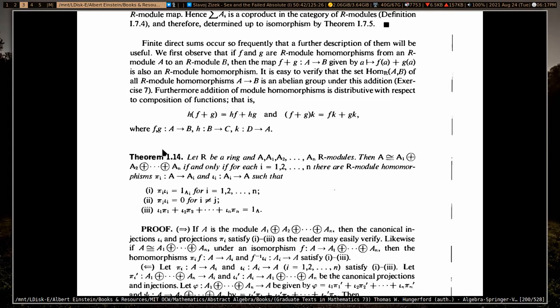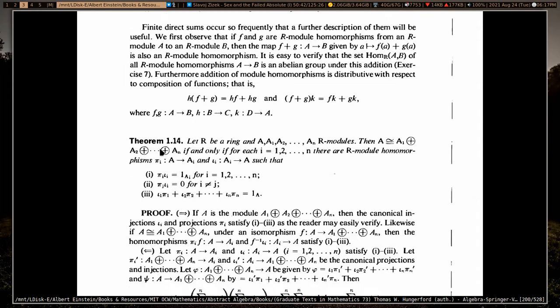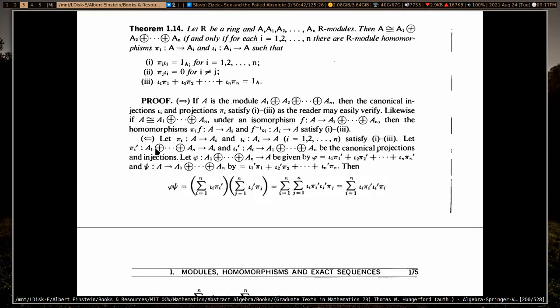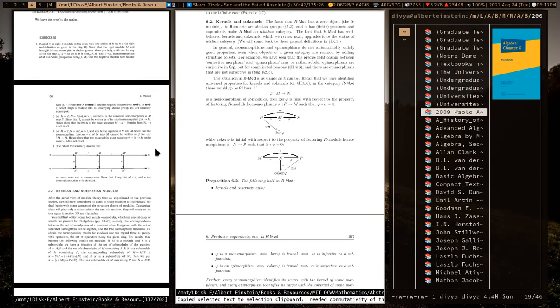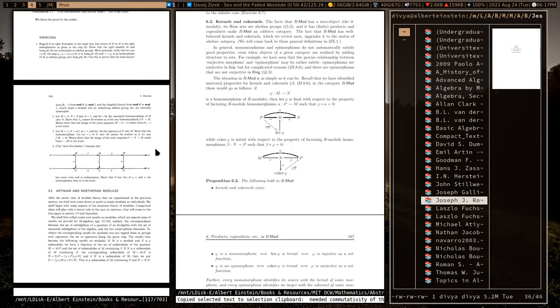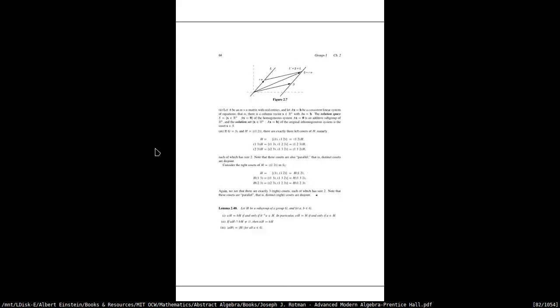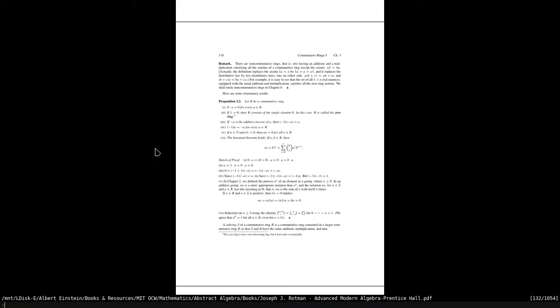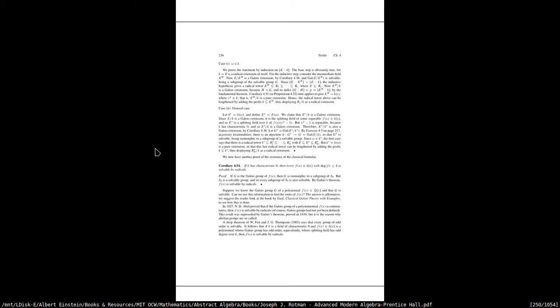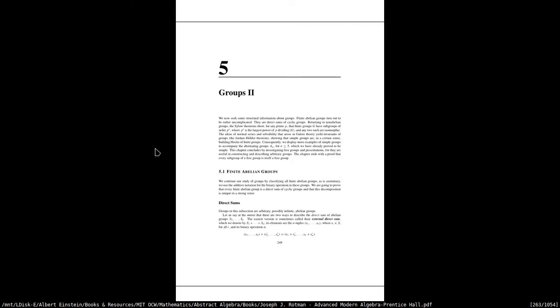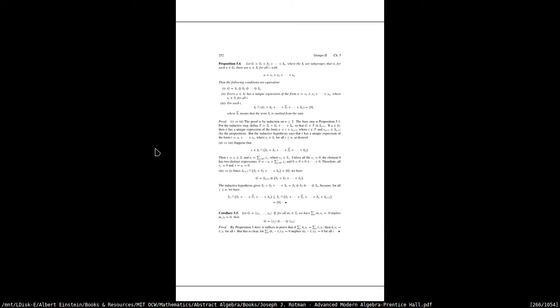You proved something like 14 very recently. Do you remember when that was? In Rotman, yeah, I think it was like the finite abelian groups. I'm not sure what that was, but it looks a lot like that. Something we've seen, yeah. Probably this. Oh, is it? I'm not sure.